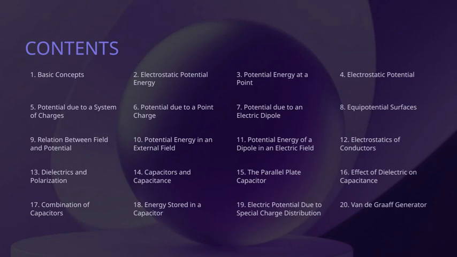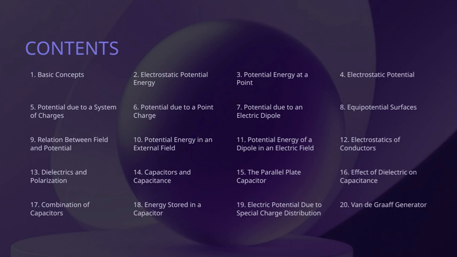Let's take a closer look at the key concepts, starting with the basic ideas behind electrostatics. We'll explore how charges interact and how potential energy plays a role in these interactions. Moving forward, we'll examine the electrostatic potential, which is essentially the work done in bringing a charge from infinity to a point in space. We'll then delve into the potential due to a system of charges, which helps us understand the combined effects of multiple charges. Next, we'll explore the relation between electric field and potential, highlighting how they are interconnected.